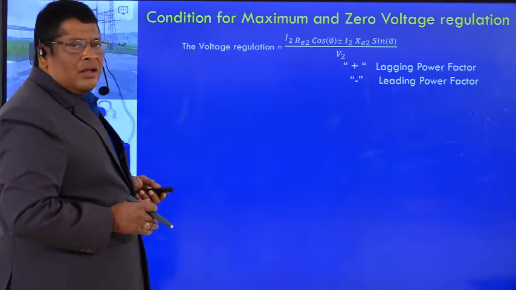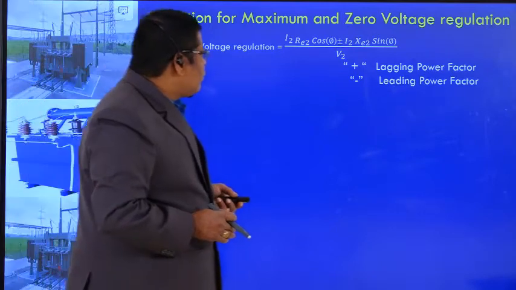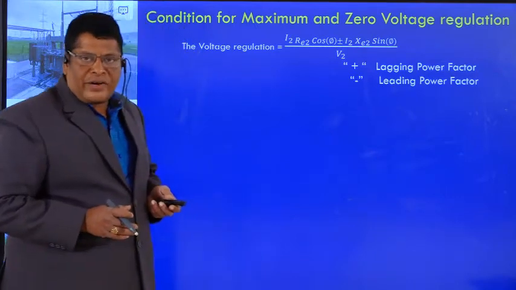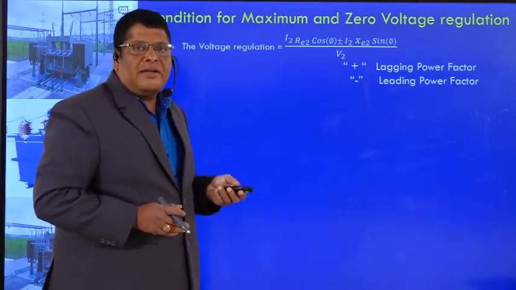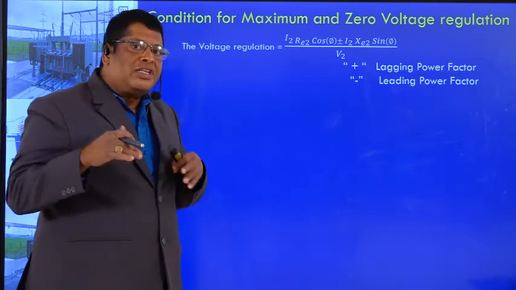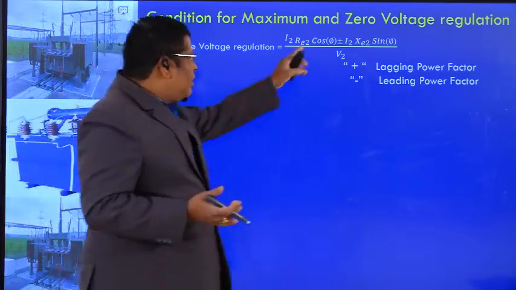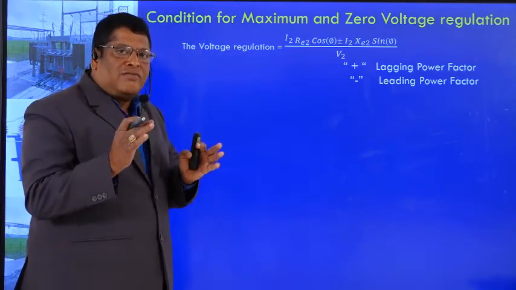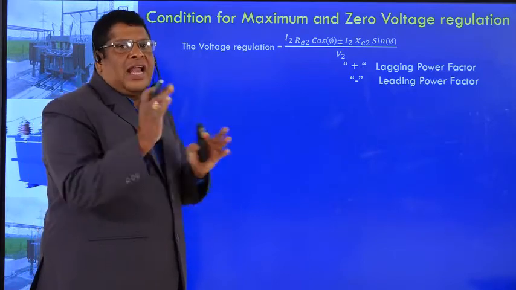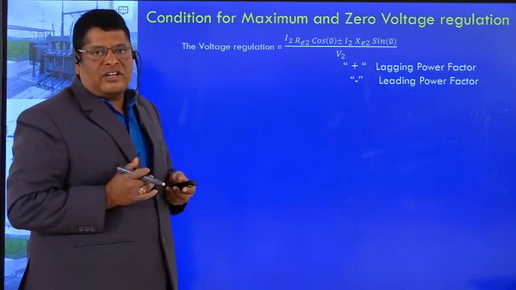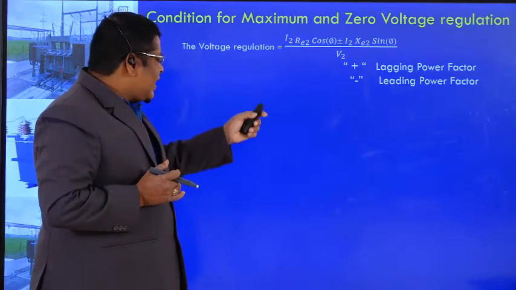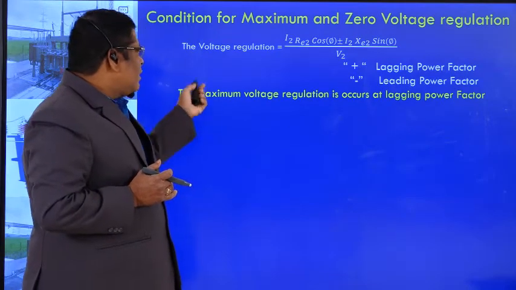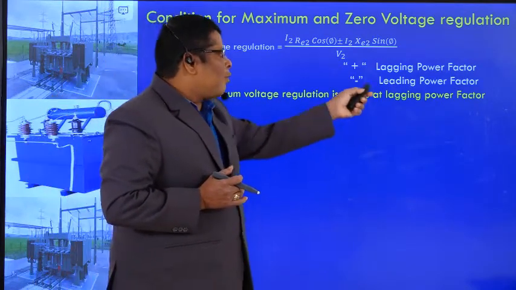So already we know the voltage regulation formula, that is I2 Re2 cos phi plus or minus I2 Xe2 sin phi, where the plus sign is used for the lagging power factor and the minus sign is used for the leading power factor. The maximum voltage regulation will occur only if we take the plus sign. Nothing but the maximum voltage regulation will occur only if we connect a lagging load across a transformer. So in the numerator we have taken the same expression with the plus sign. The maximum voltage regulation occurs at a lagging power factor.